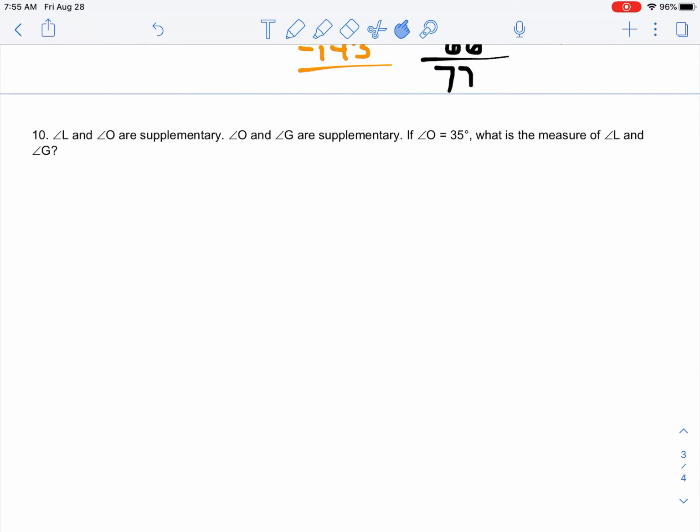All right, here we go. Let's get to the last one. L and O are supplementary. O and G are supplementary. All right, so supplementary, we know it adds to 180. What is the measure of L and G? Okay, so notice they told us O is 35. So right now, I know O is 35. Okay, we don't know angle L. We don't know angle G. We know supplementary means adds to 180.